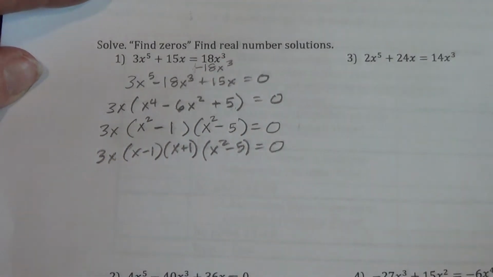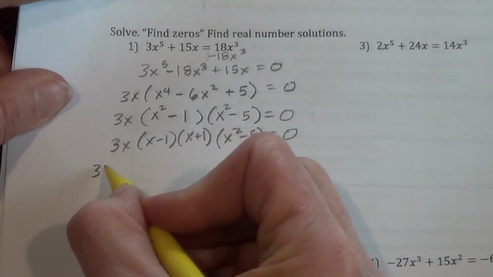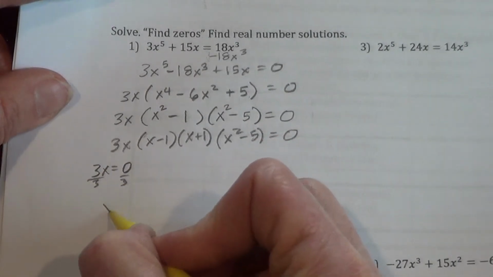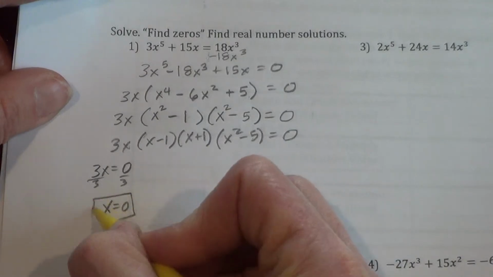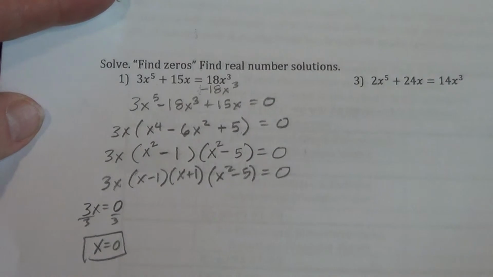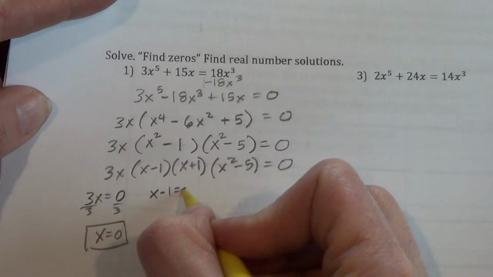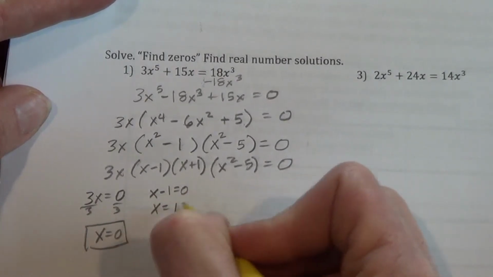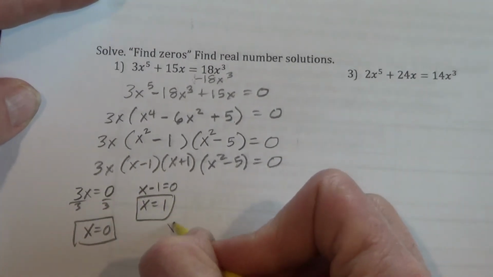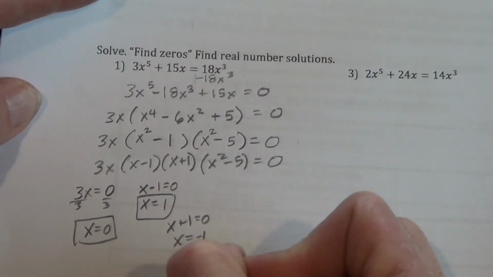So you set each of the factors equal to 0, so when 3x equals 0, divide by 3 on each side, that's when x equals 0. So when x equals 0 and we plug it into this equation, the whole equation ends up being 0. X minus 1 equals 0 when x equals 1. We add 1 to each side, so there's another 0. X plus 1 equals 0 when x equals negative 1.